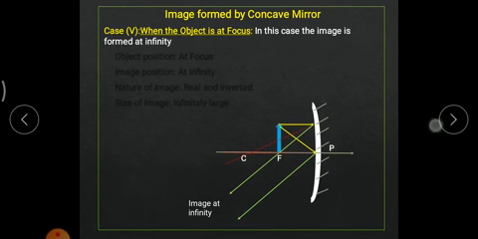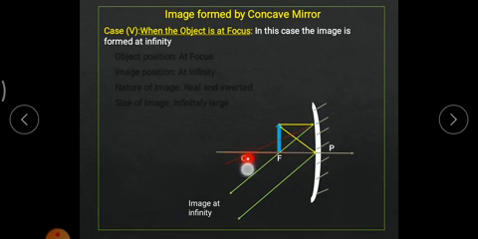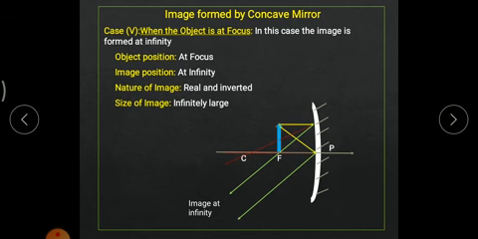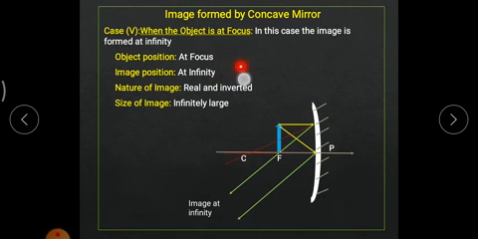So here we are drawing the normal over this incident ray and reflected light ray, as well as over here. Both will pass through the center of curvature. So these are the conditions. Whenever the object is located at the focus, the image would be obtained at an infinite distance. The image would always be real and inverted, and it is infinitely larger than the object.